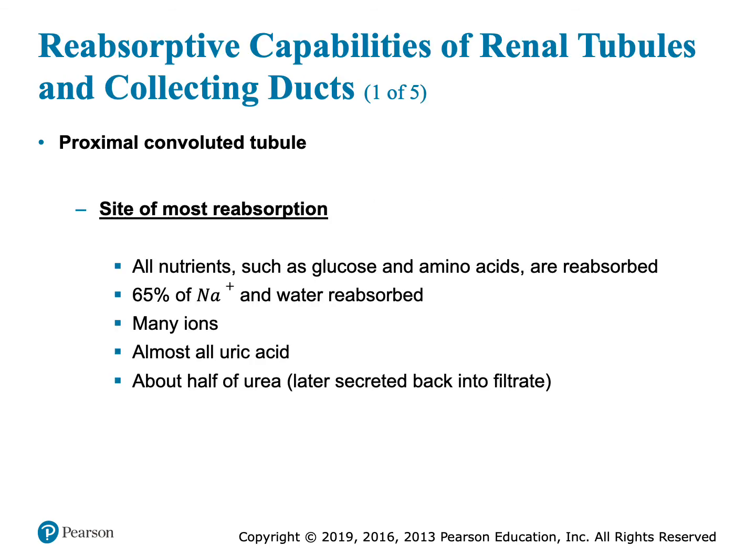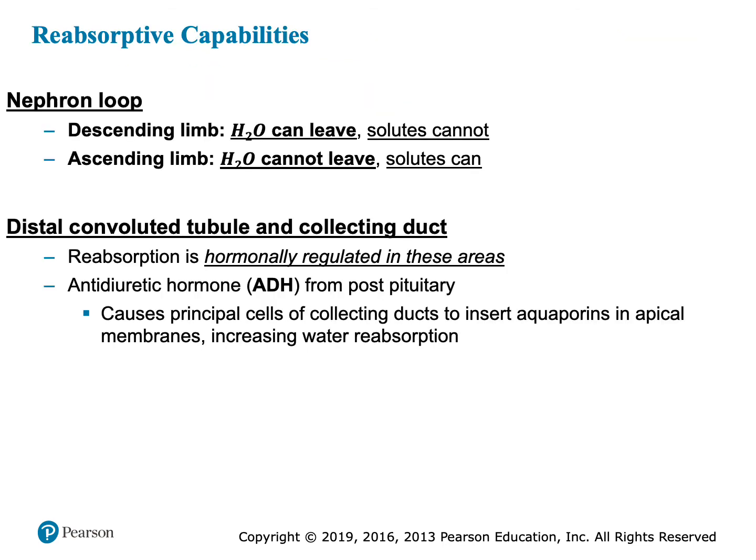All right, site of reabsorption: most of it, proximal convoluted tubule. Enough said. Nephron loop, I've already said this. At the descending loop, water can be reabsorbed, solutes can't. At the ascending loop, solutes get reabsorbed, water can't. Distal convoluted tubule is where the majority of hormonal regulation happens, so antidiuretic hormone and aldosterone, and I've already said this.